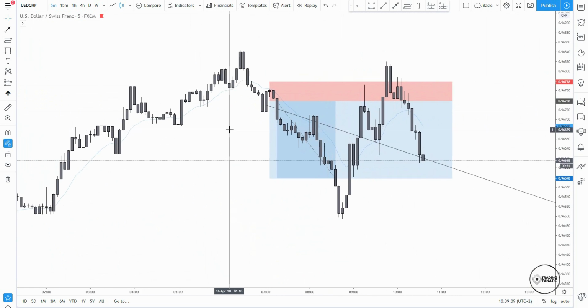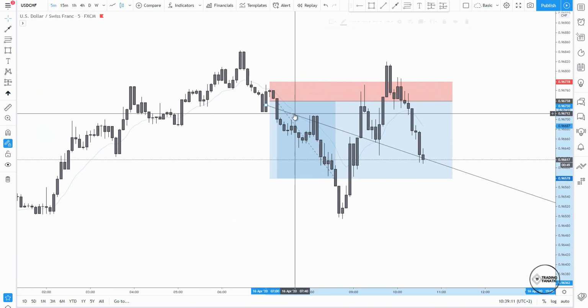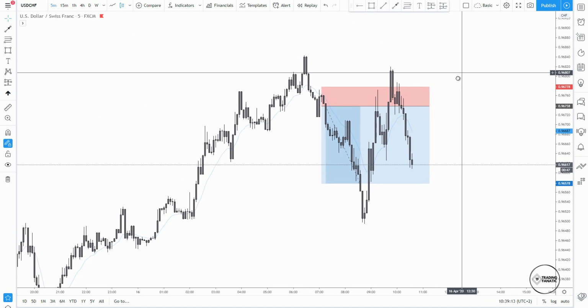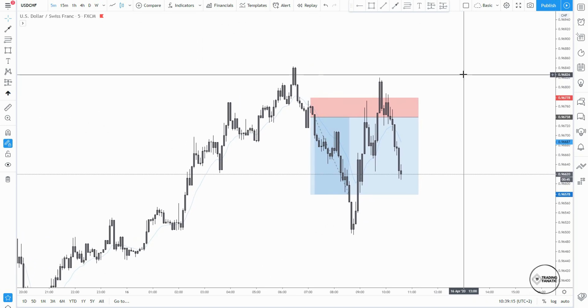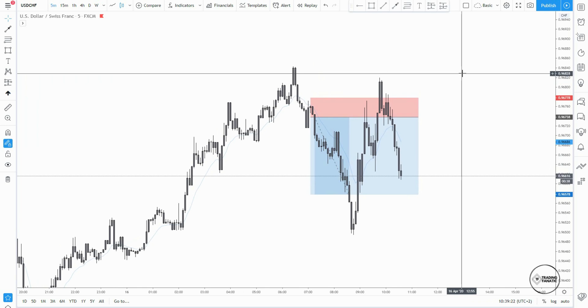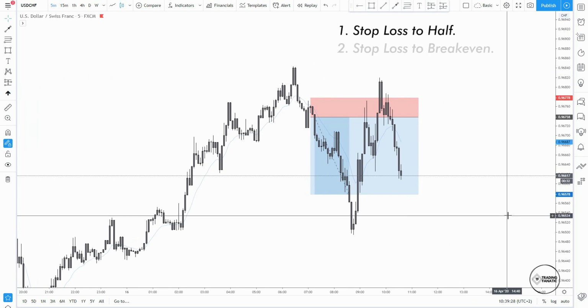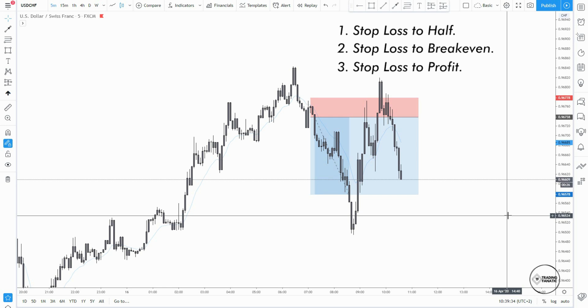And so how I manage this trade, my trades usually have 3 criteria, like 3 levels, I would say, or 3 management levels. The first one is stop loss to half when I want to minimize my risk as much as possible. The second one is break even, where I'm kind of eliminating any risk from the trade. And the third one is managing the trade on profits.